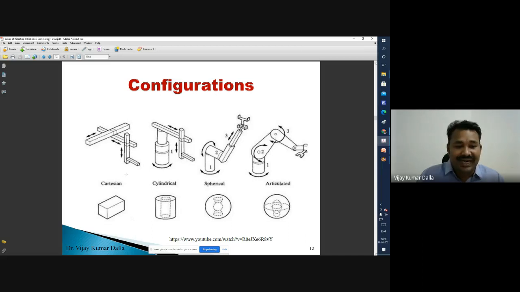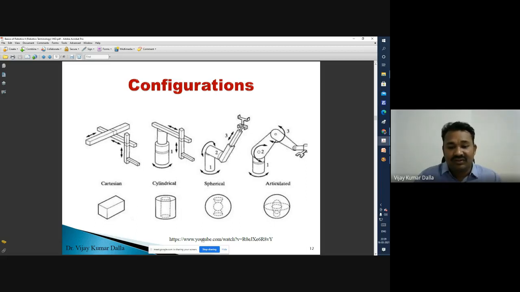So starting from the Cartesian, you can see the directions of motions. There are three linear motions due to three prismatic joints. If you come to cylindrical, one linear joint is converted into rotary, and in the spherical, two linear joints are converted into rotary. But in the case of articulated, all the joints are now rotary joints.